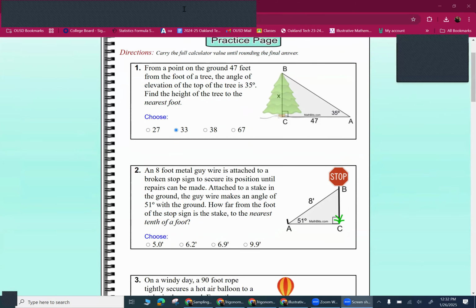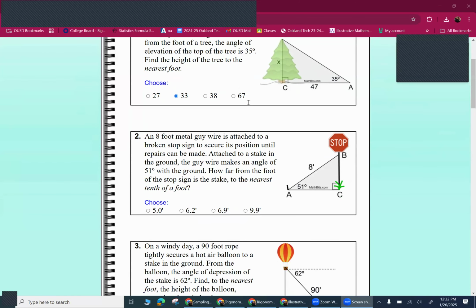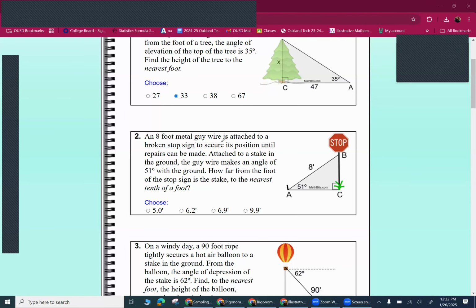All right, so we're going to roll down to the next one. Very similar question, with a kind of weird word here, a guy wire. That is just a wire. This thing is called a guy wire. I think I've sometimes called that a guide wire, but I guess guy wire is the correct way to say it. It's something that's helping to hold something up straight. We happen to know how long it is, and we've staked it to the ground, and we are trying to figure out how far from the foot of the stop sign to the stake. So first of all, I'll have to read this.